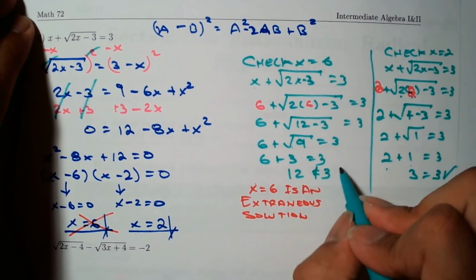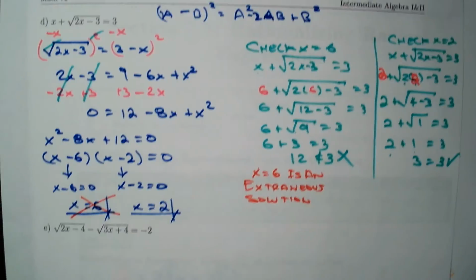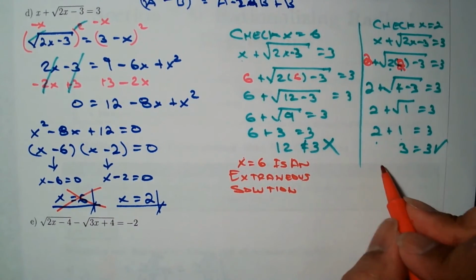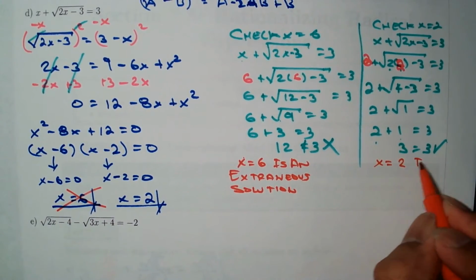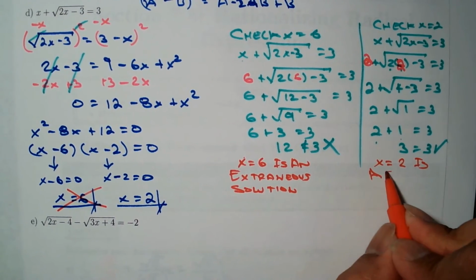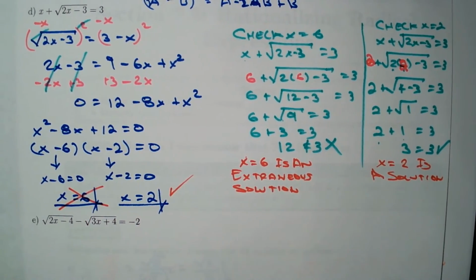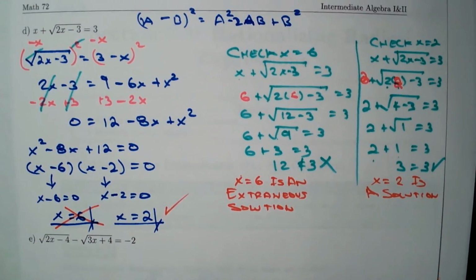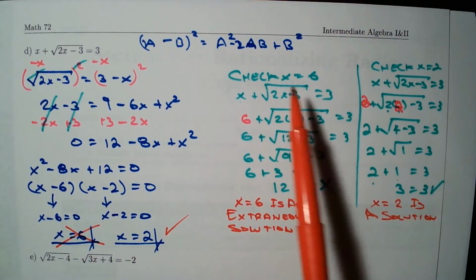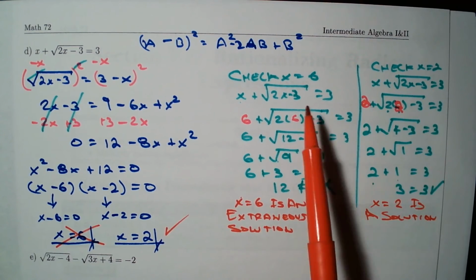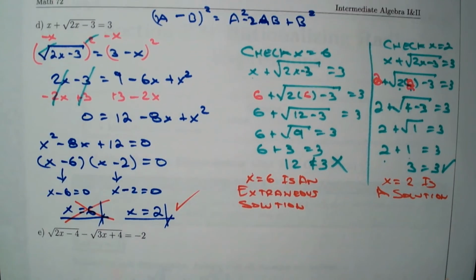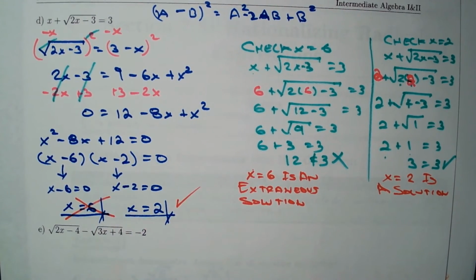In this case it works, in the other case it doesn't work. So x equals 2 is a solution. This one is fine, the other one is not. That's why it's important to check all your solutions, because otherwise, if you just put both of them in MyMathLab, you may get it wrong.